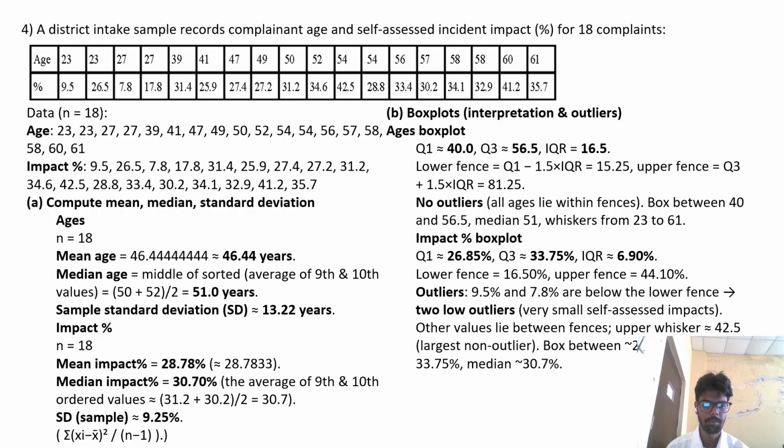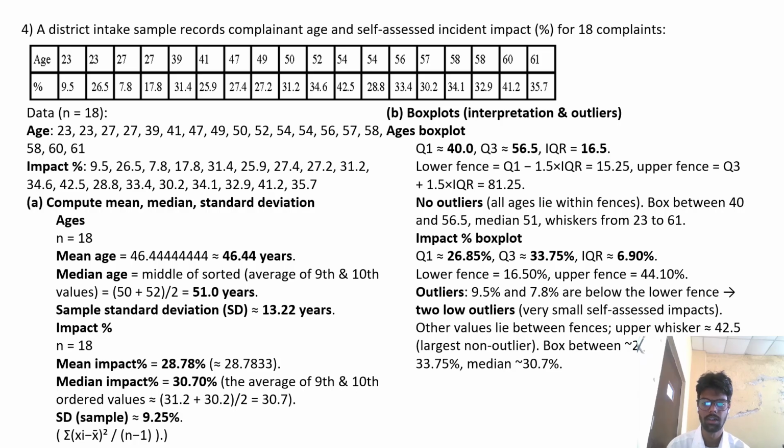We know the formula of the mean, and the mean will be equal to 46.44. The median age, sorted, is the average of the ninth and 10th: 50 plus 52 divided by 2, 51 years. Sample standard deviation will be 13.2 years. Impact percentage: the mean impact percentage will be 28.78, and the median impact percentage will be 30.70, the average of the ninth and 10th. Standard deviation will be 9.25, with the formula given below.